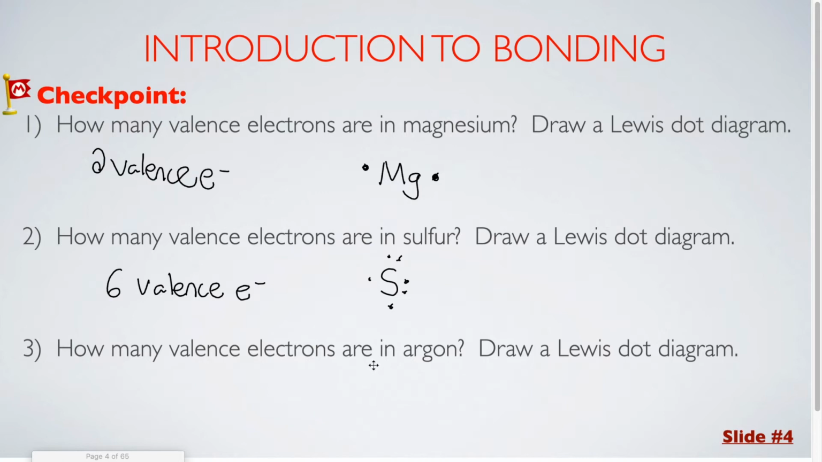In our final example, we are now writing one out for argon. Argon has 8 valence electrons. We put our symbol for argon, which is Ar, 1, 2, 3, 4, 5, 6, 7, 8. So in our example with argon, we have 2 valence electrons on each of the sides for argon. When we have a total of 8 valence electrons, we know that it has a stable configuration.